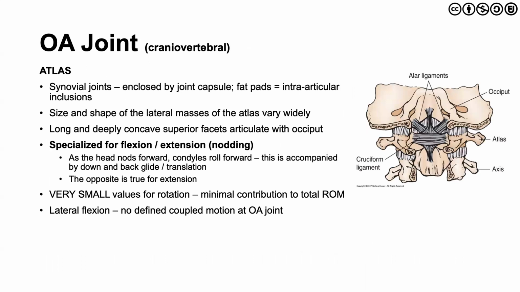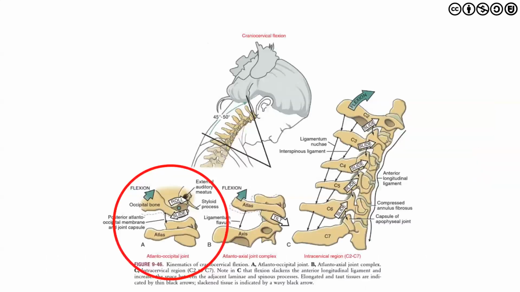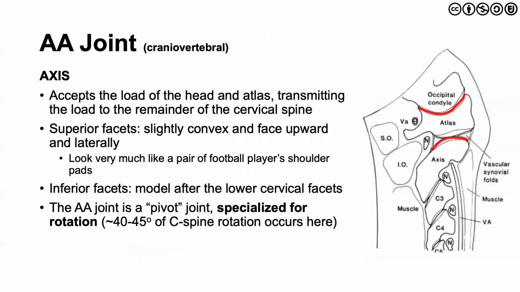We've noted that the OA joint is made up of the occiput and the atlas. Recognize that this is a synovial joint. There's a capsule and fat pads here, specialized specifically for flexion and extension. We call this the upper cervical nod. So as the head nods forward, the condyles are going to roll forward, but then that's accompanied by a down and back glide or translation. The opposite would be true for extension. Very minimal amounts of rotation occur here. And so again, you can appreciate this roll, anterior glide and slide, posterior occurring at C0-1.